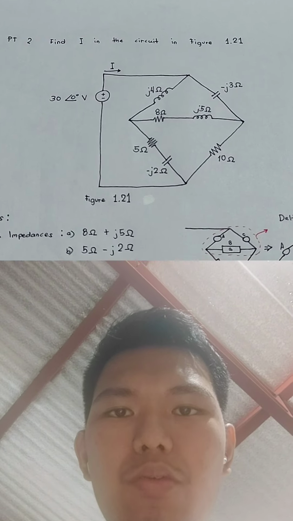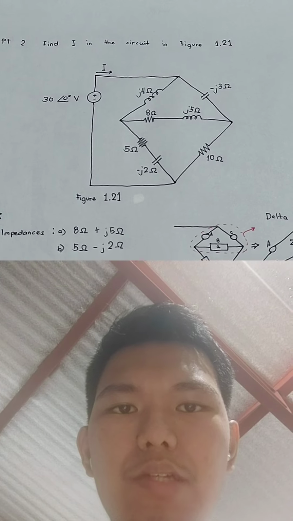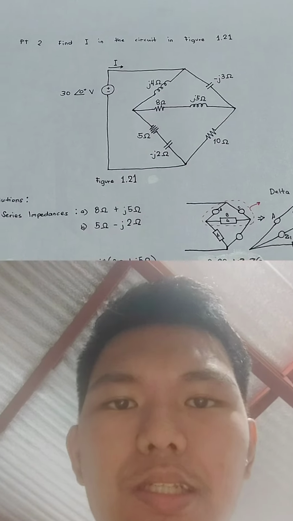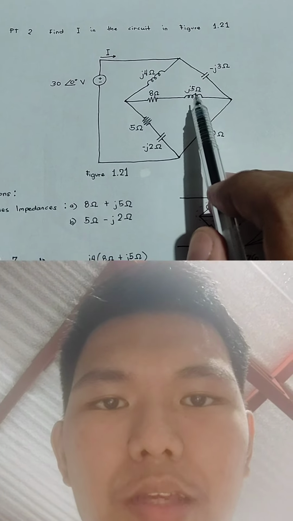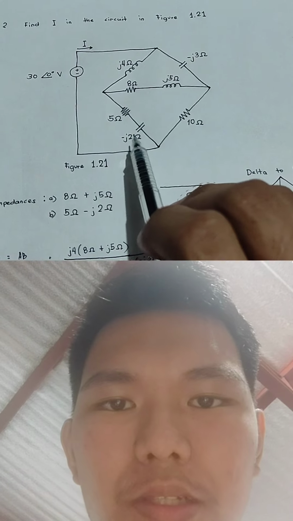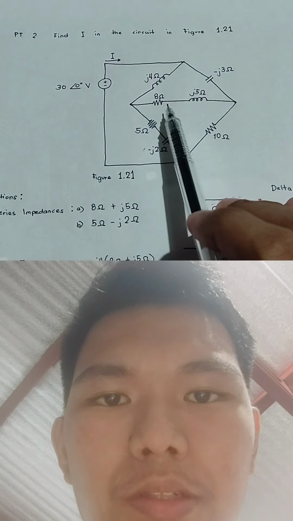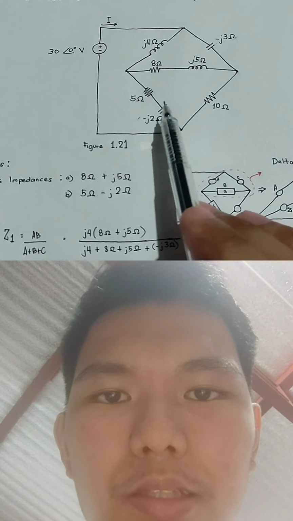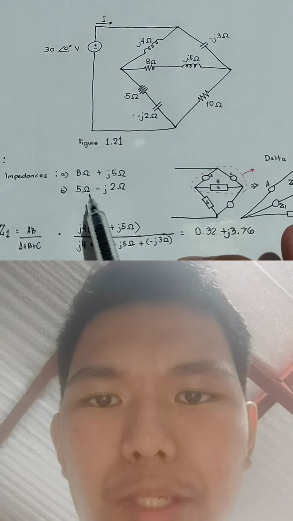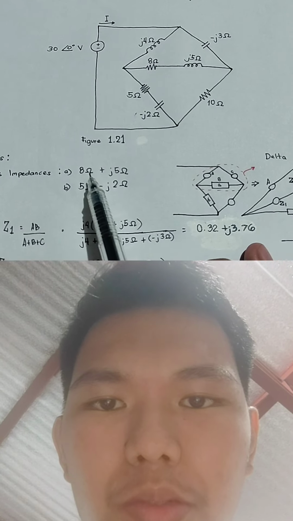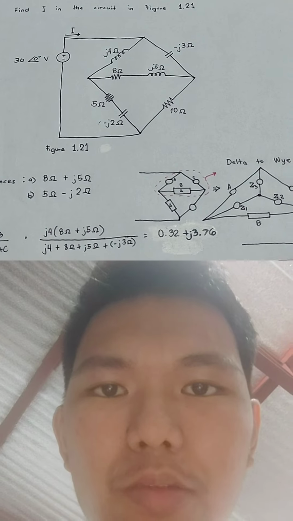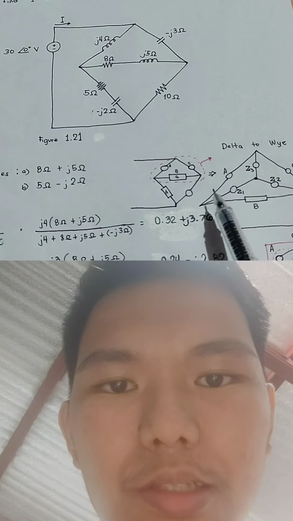Now for PT2, find current I in the circuit in figure 1.21. First, we will simplify the impedances in series, like 8 ohms and J5 ohms, and 5 ohms and negative J2 ohms. This part we will treat as impedance A, and this part will be impedance B. Impedance A is now equal to 8 ohms plus J5 ohms, and impedance B is 5 ohms minus J2 ohms. And we will redraw the circuit.